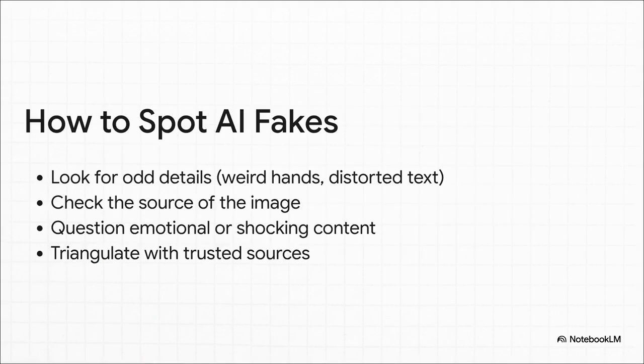And there are real practical things you can do. Yeah, keep an eye out for those classic AI giveaways, like mangled hands or text that makes no sense. But more importantly, build good habits. Always ask, where did this image come from? Be extra skeptical of any picture that's designed to make you really angry or shocked. And if something feels off, check it against other sources you know you can trust.